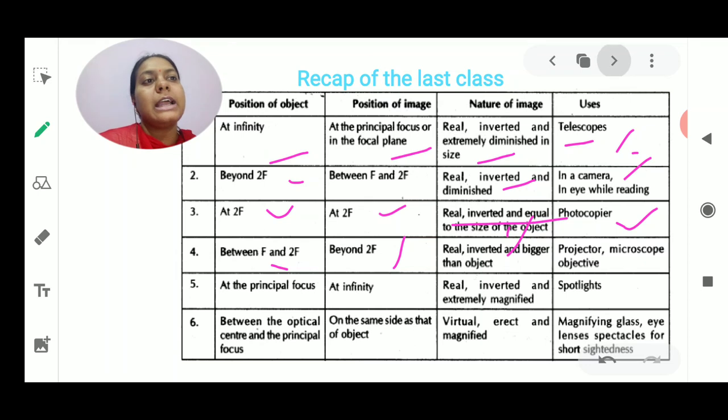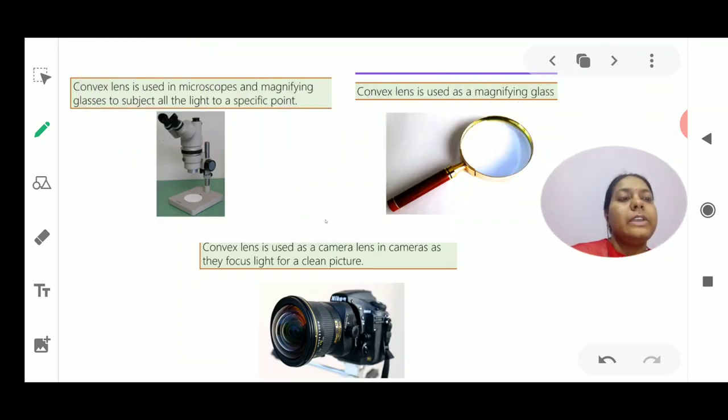Now I move on to the next slide, which is going to show you the various uses of these convex lenses. The first use, which you can see on the screen, is the use of convex lenses in microscopes, in magnifying glasses, and in the study of light where a specific point image is obtained by using these convex lenses. Similarly, it is used in magnifying glasses and also to focus a clean picture in cameras. So this is useful in all these things, and I think you all can now make a list of where these convex lenses could be used.